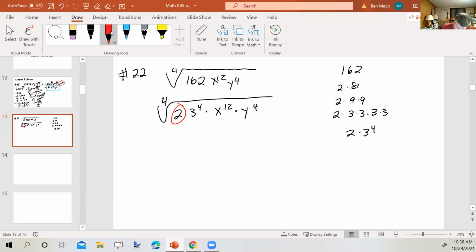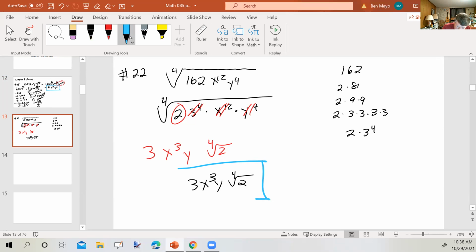But moving on, the 4th root of 3 to the 4th is a 3 outside of the radical. The 4th root of x to the 12th would be x to the 3rd, 12 divided by 4, outside the radical. Y to the 4th, the 4th root of that would be y. And what do I have left inside? 2. So final answer, 3x cubed y times the 4th root of 2.